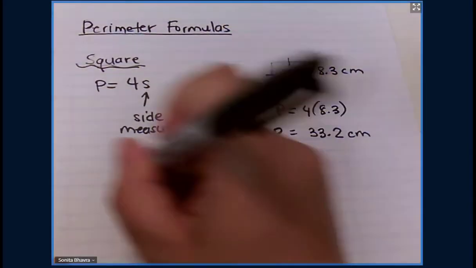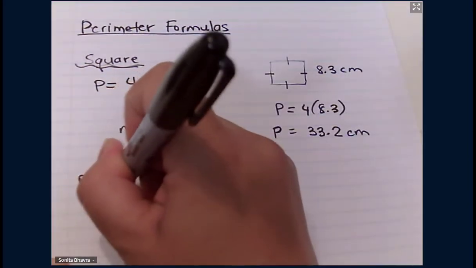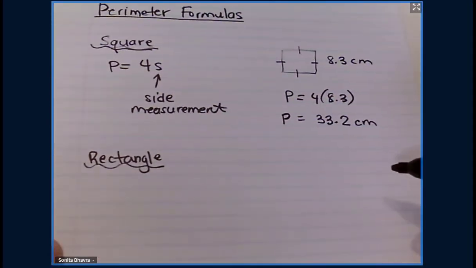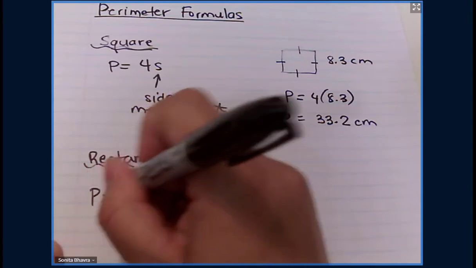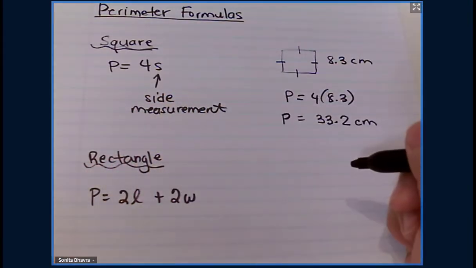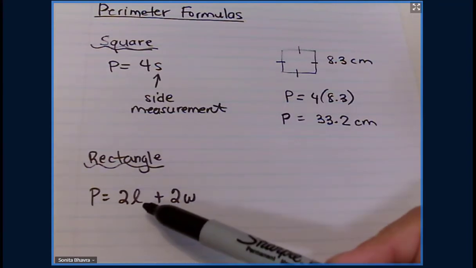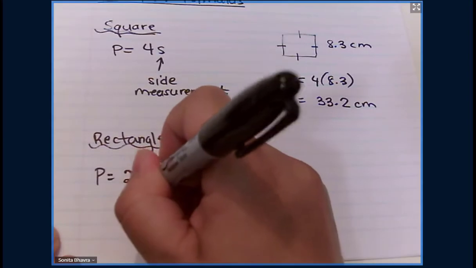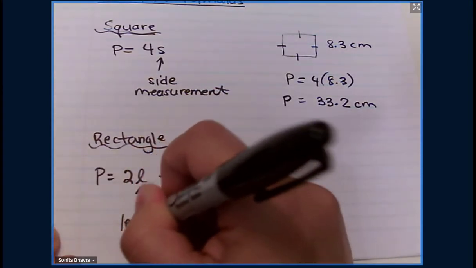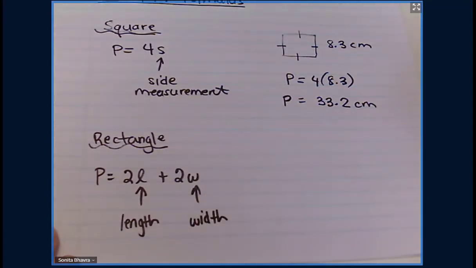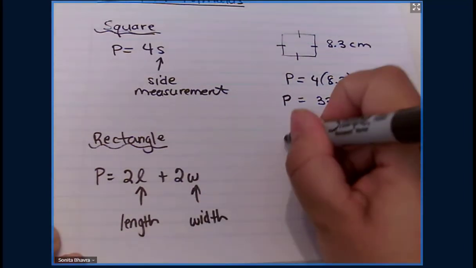All right, next is a rectangle. The formula for a rectangle is P equals 2L plus 2W. Here the L represents length and the W represents width. I'll write that out here, length and width.